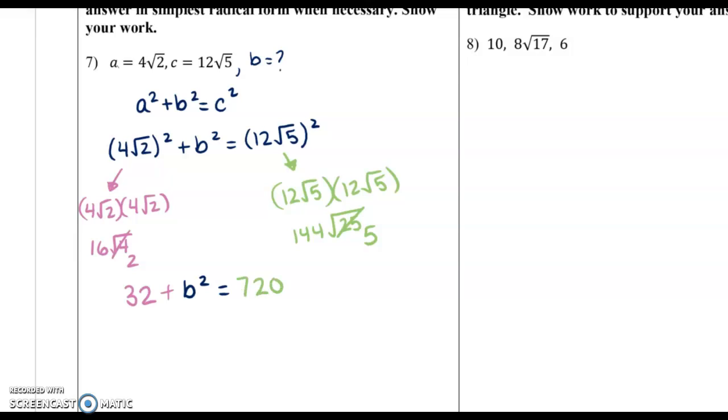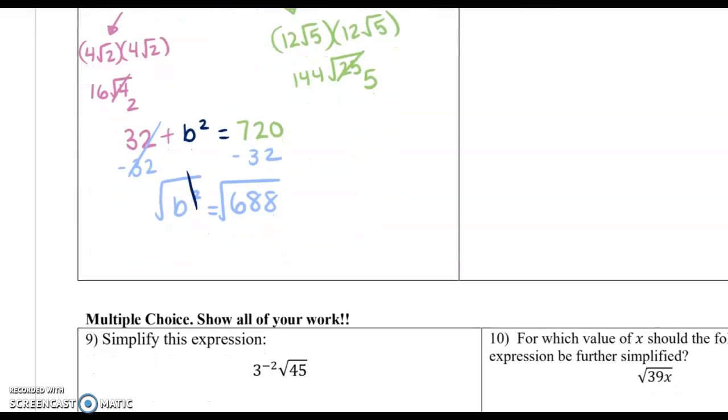Then I'm going to subtract over the 32 and take the square root of both sides. So B squared is equal to 688. Take the square root of both sides, which allows the squared and the square root to cancel, leaves me with my answer of B. And I just need to break down 688. So that's 16 and 43. So it's going to be 4 square root of 43.